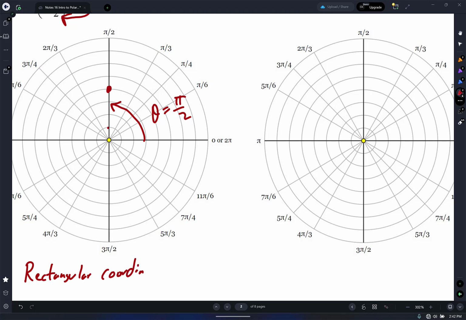What's the x value there? 0. Yeah, you're right. What's the y value? 4. You don't have to do any math.